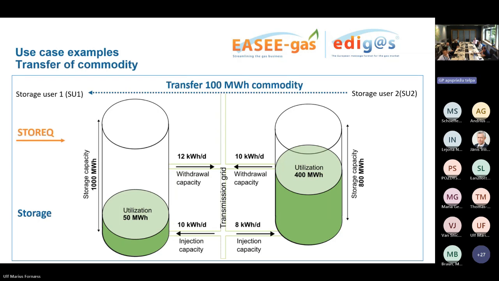So we need to receive these messages as a storage operator from both storage user 1, for example, confirming their willingness to receive this gas, and from storage user 2, confirming this transaction that they are going to transfer this gas to storage user 1.